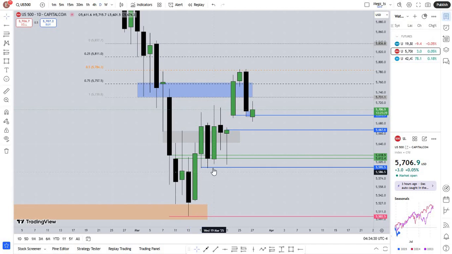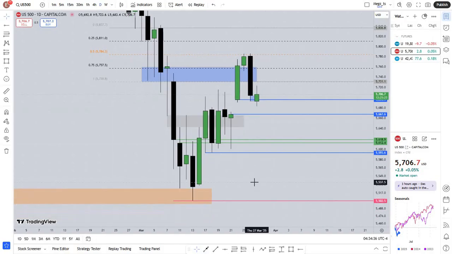So I'm looking at the US 500. I'm looking at 5,593.6 as a draw on liquidity. And ultimately I'm looking at 5,502.5. So that's what I'm looking at.